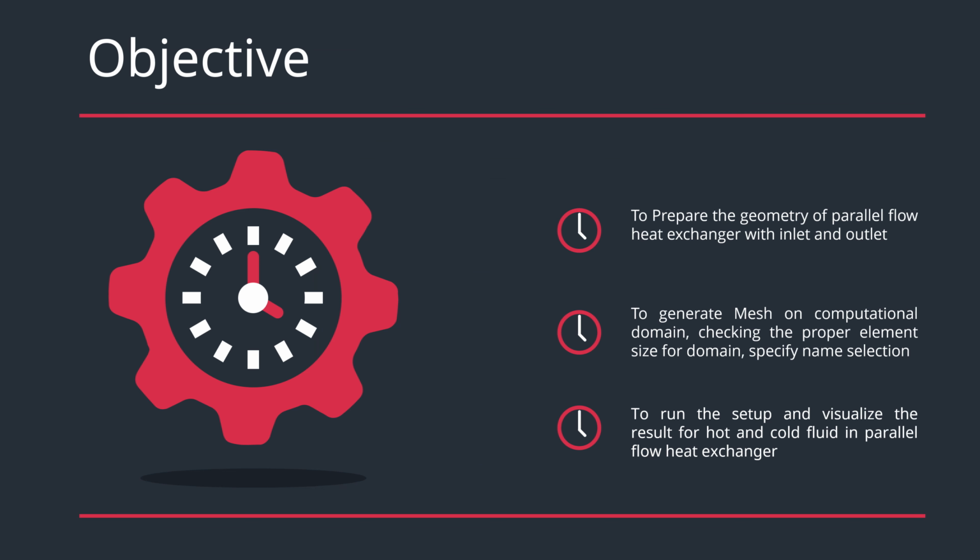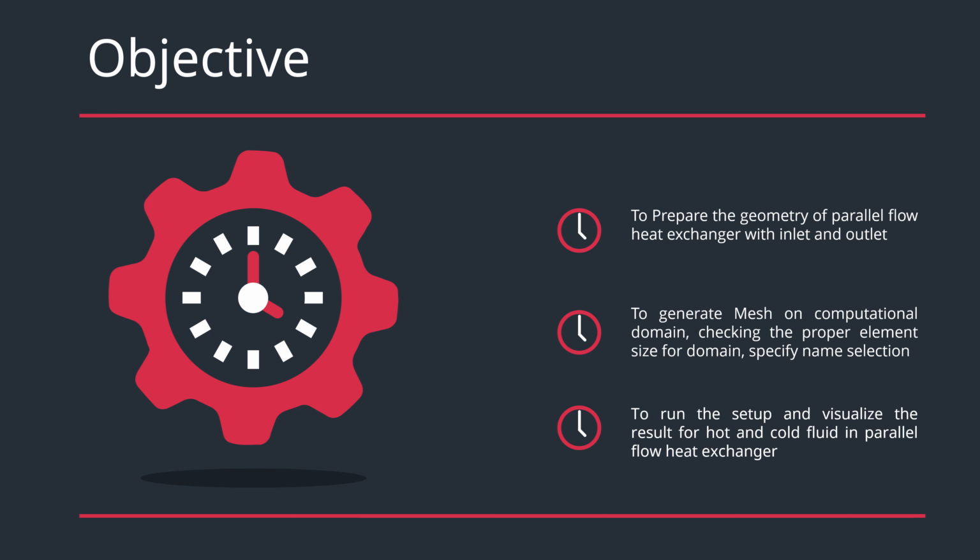So the objective is to prepare the geometry of a parallel flow heat exchanger with inlet and outlet. The same parallel flow heat exchanger can be turned into a counterflow heat exchanger. The only thing is, in the meshing you have to change the cold fluid inlet and hot fluid inlet. So likewise, the same task can also be done for the counterflow heat exchanger.